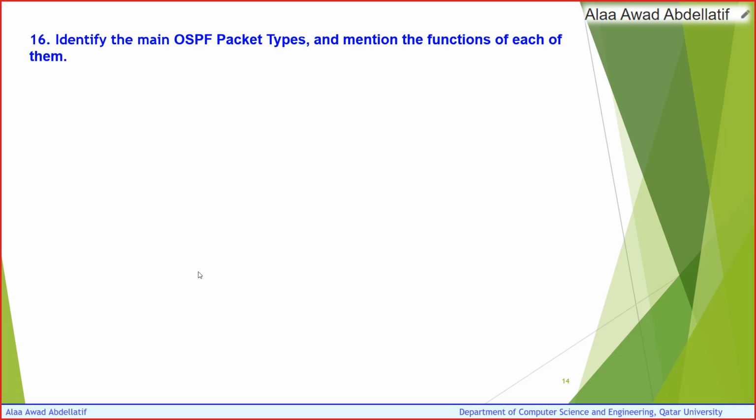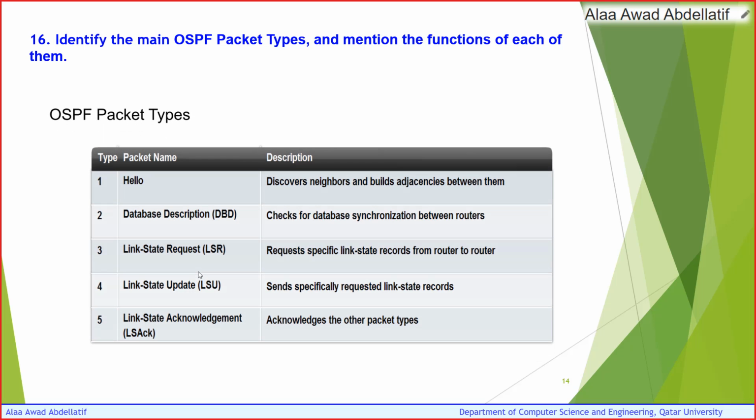Another question: identify the main Open Shortest Path First packet types and mention the function of each of them. So the Open Shortest Path First protocol has five main packet types. So you should know these packet types and the function or the description of each packet type. And this is summarized in a table in your slides. The Open Shortest Path First has five main packets: hello packet, database description packet, link state request, link state updates, and link state acknowledgement. And you should know the description or the function of each of these packets.